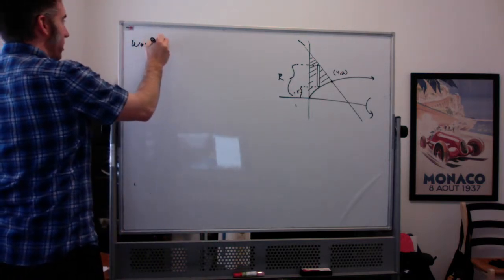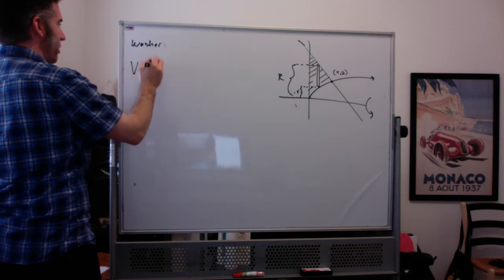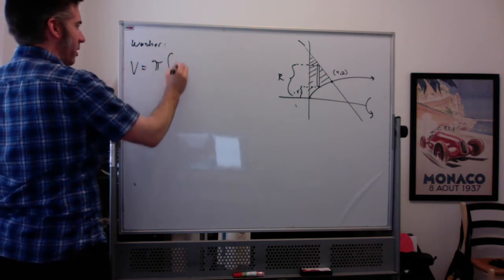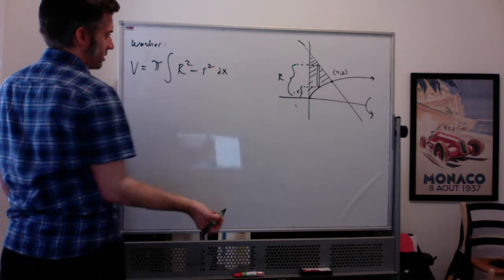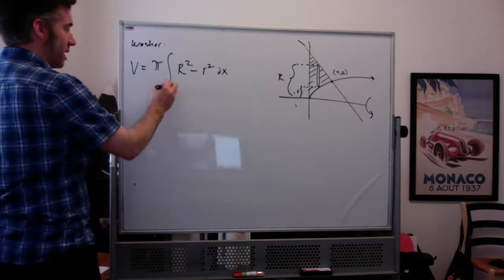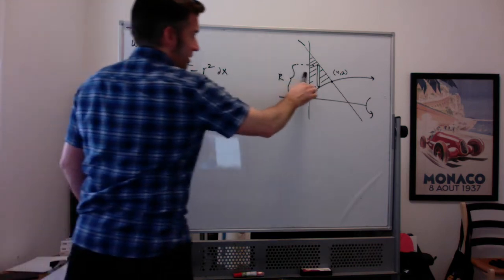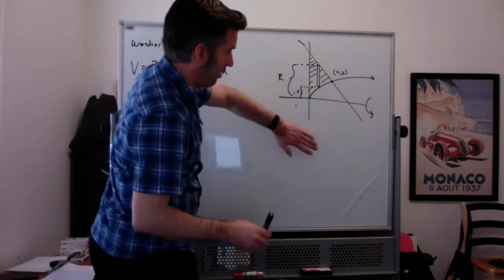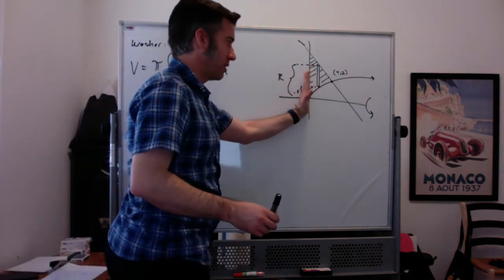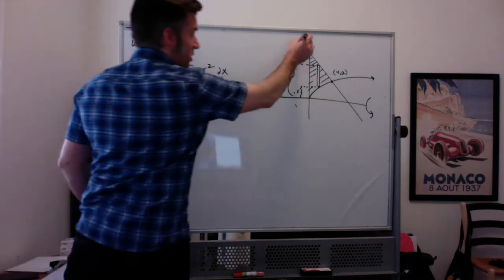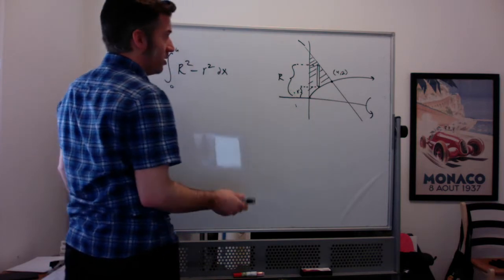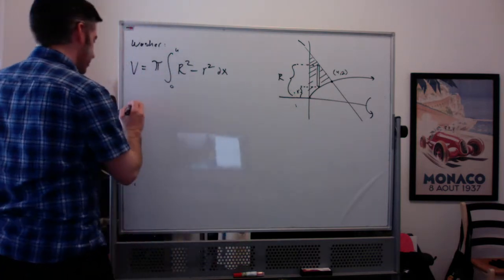So the washer method tells me that my volume is going to be pi times the integral of your big radius squared minus your little radius squared dx. It's still the same limits of integration, right? Because this region that I'm rotating around is still going from x equals 0 to x equals 4. My big radius is the function that's further away from the axis of rotation, which is going to be 6 minus x.